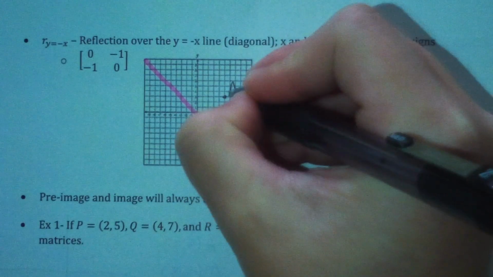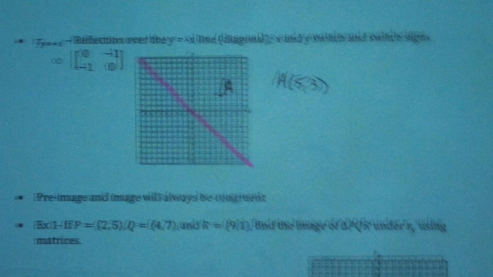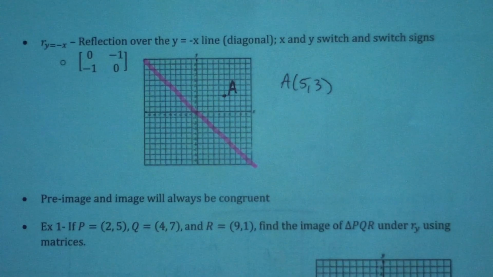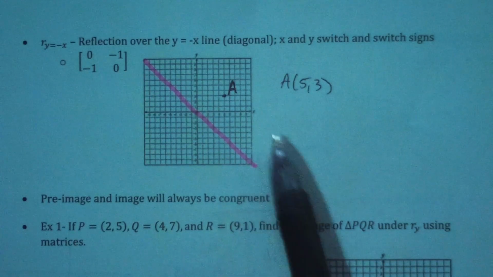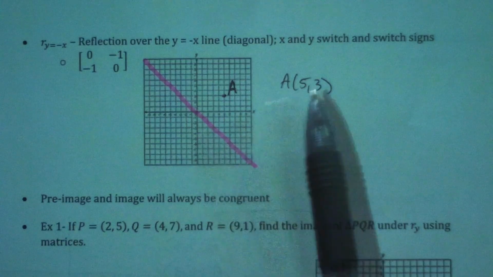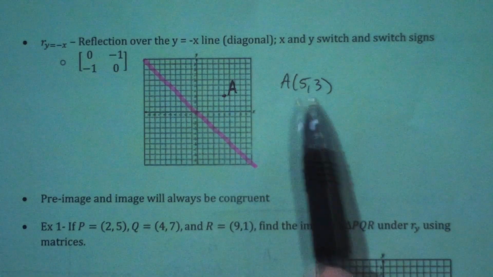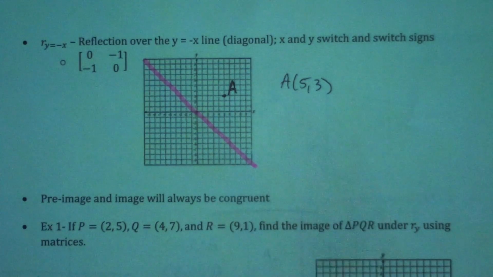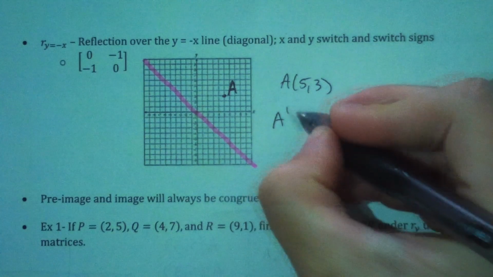And again, if you had to do that with a whole bunch of points and you didn't want to go through and do that by hand, you can just use that matrix there. It's very similar to the other one we just did where it flipped over the y equals x, but they just switched to negatives. Okay, and then it says there your pre-image and image are always going to be congruent with each other. So if you started with an octagon or whatever, when you do all your flips, it's going to be the same exact octagon.